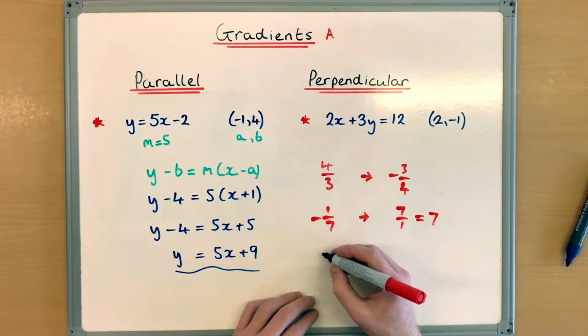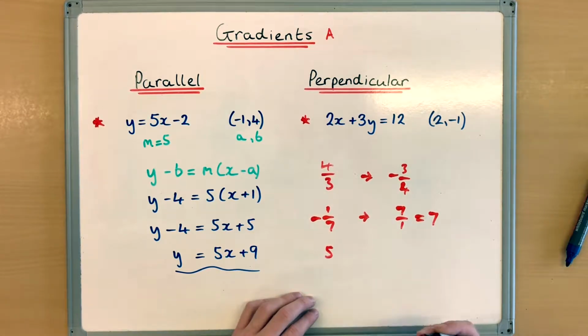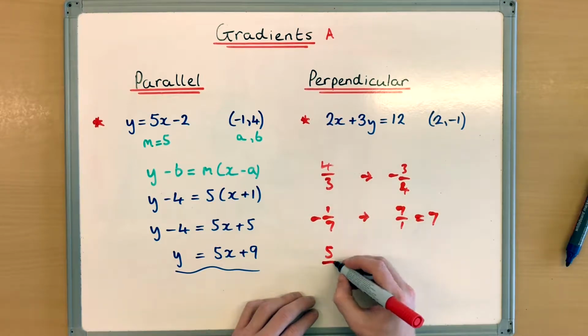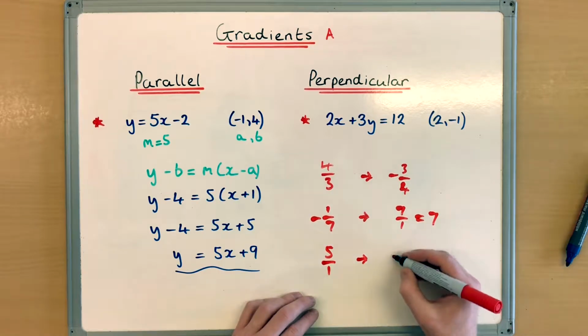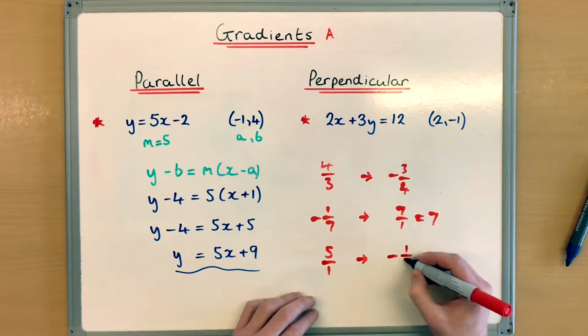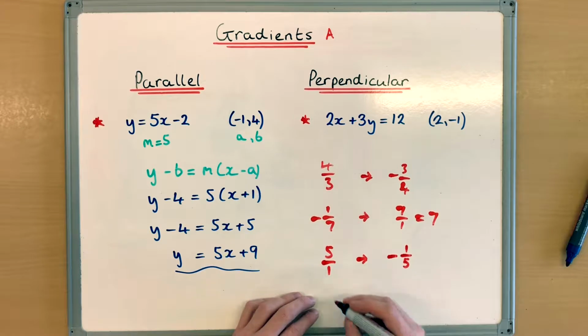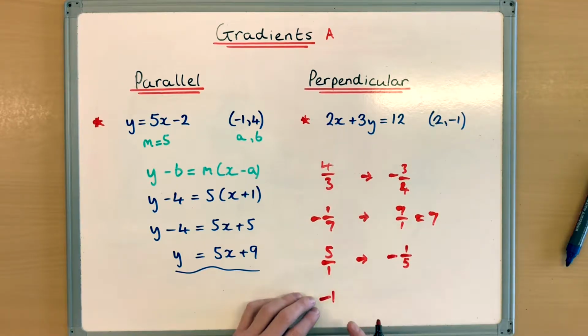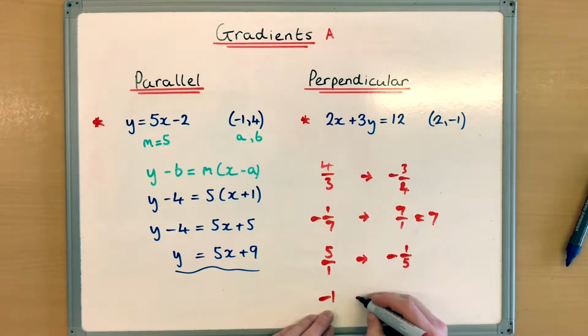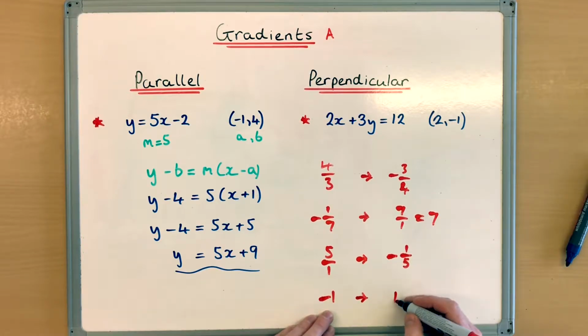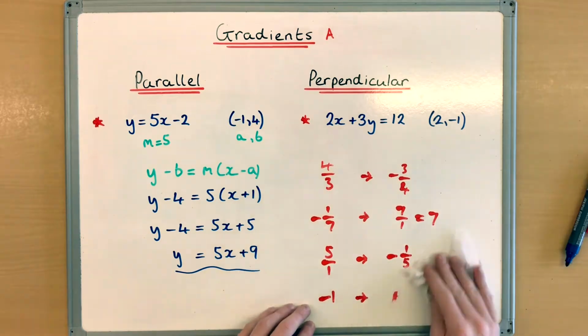So what do we do if we have the gradient, for example, of 5 and you want to invert it? Well, one way of thinking about it is making 5 into 5 over 1. So the perpendicular gradient is going to be negative 1 over 5. And the same trick will work for finding the perpendicular gradient to minus 1. However, it might be easy just to remember that the perpendicular to minus 1 is 1, okay? So all of these are perpendicular to each other.